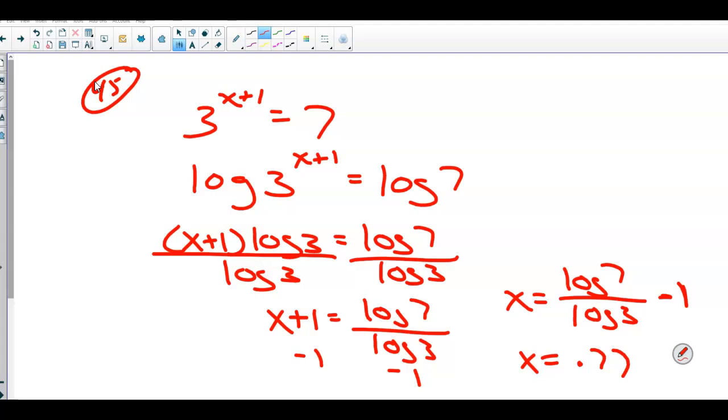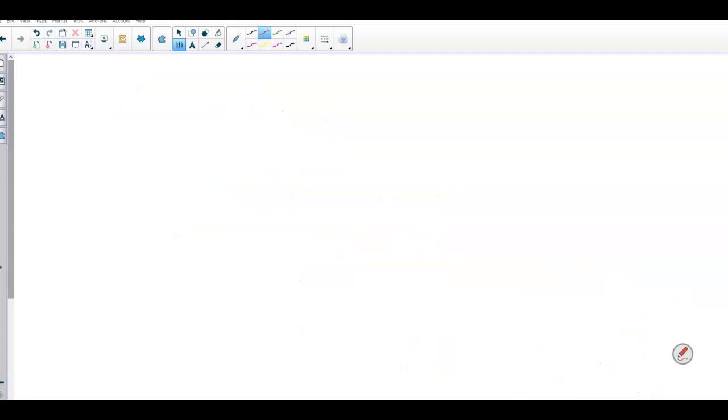And there's a quick check of this. 0.77 plus 1 is 1.77. Okay? 3 to the first power is 3. 3 to the second power is 9. It should make sense that 3 to the 1.77 power would be 7.